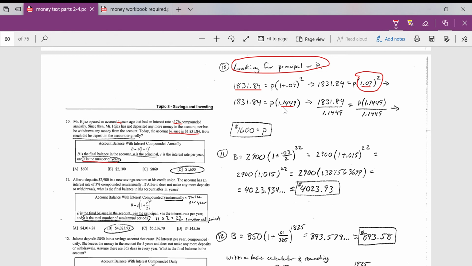So now we have this number times P. To undo that, this is the one-step algebra problem. You do the opposite of multiplication. So if I want to get rid of this, I'm going to divide each side by that number. These will cancel out, so this side I'm left with just the P. Over here I type in 1,831.84 divided by 1.1449, and I would get 1,600.